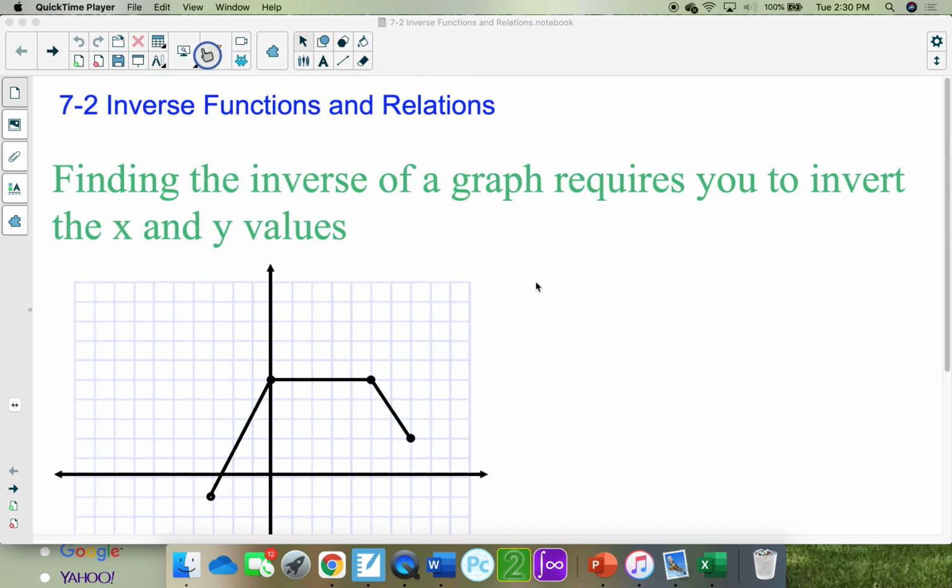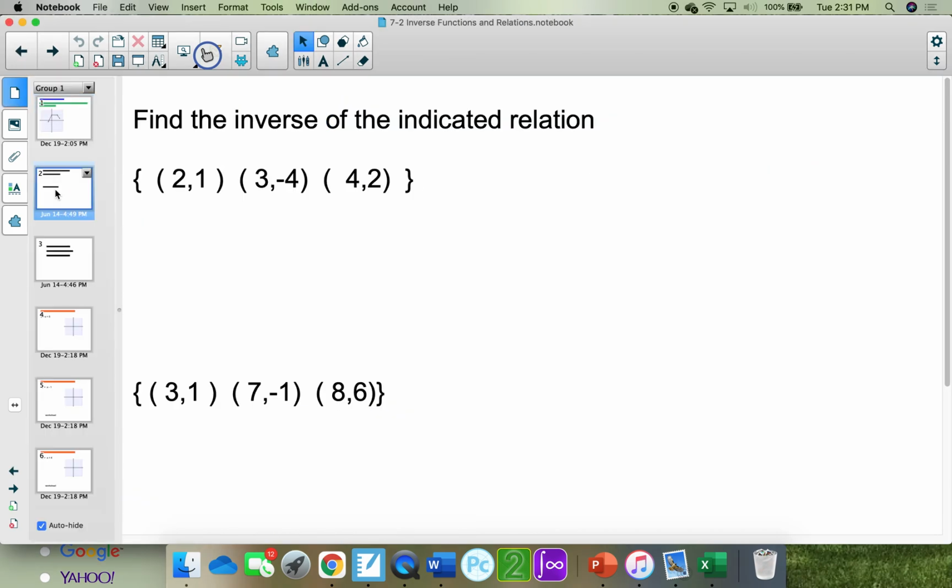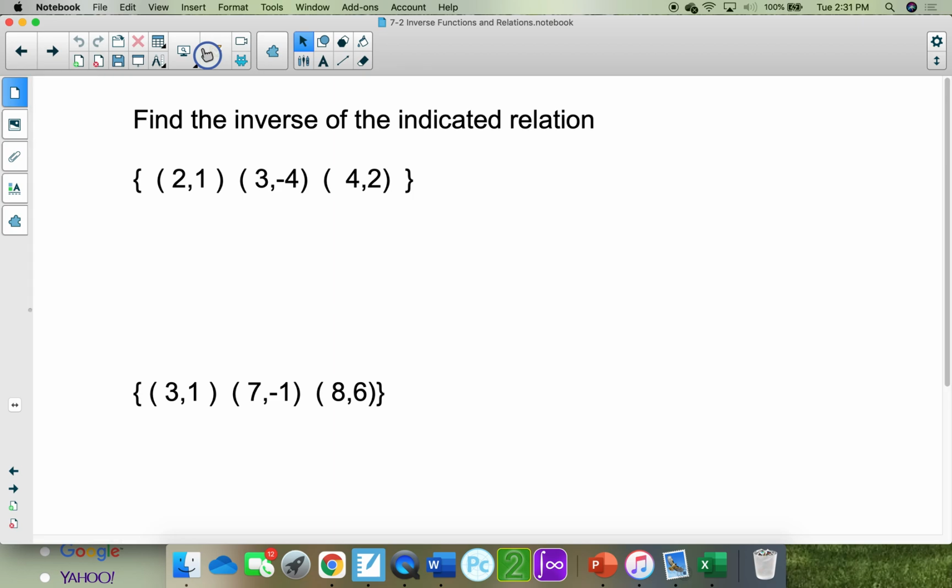Okay, 7.2 is called Inverse Functions and Relations. I'm going to skip the first page. I'm just going to move on to the second page. Okay, there's two parts on the worksheet.